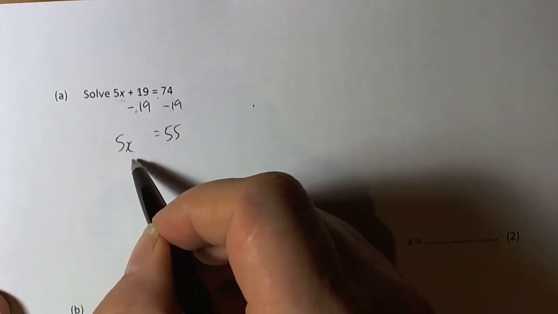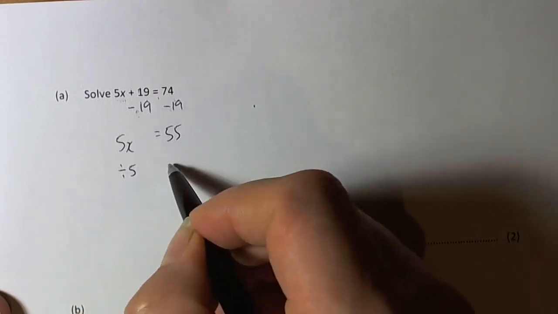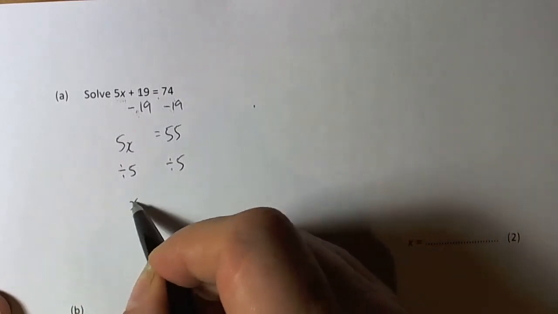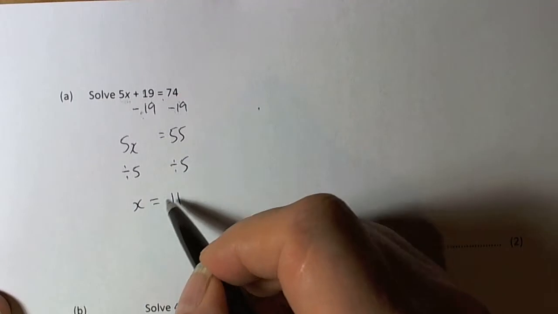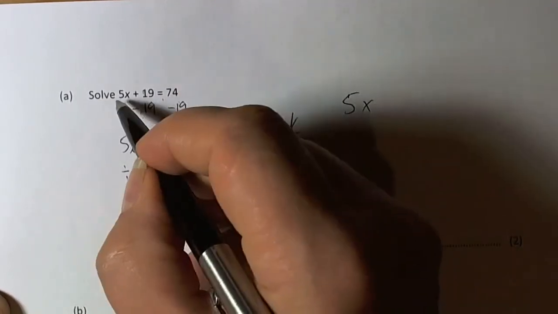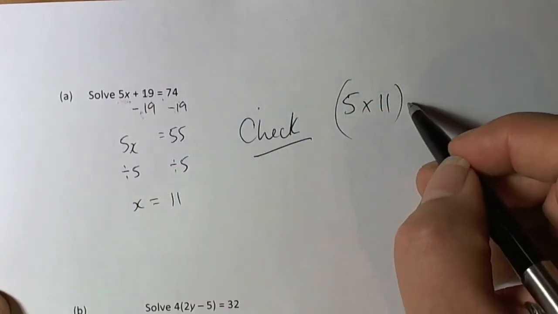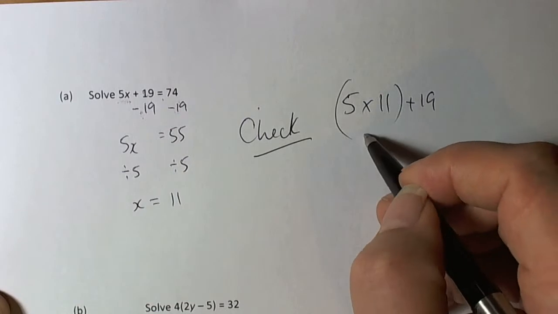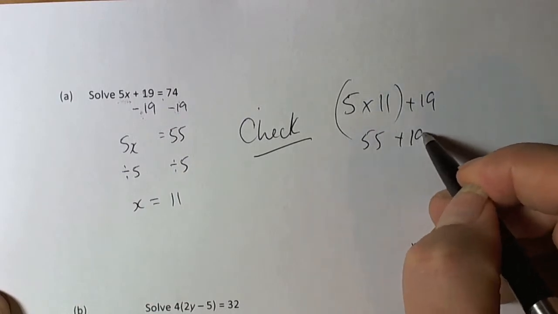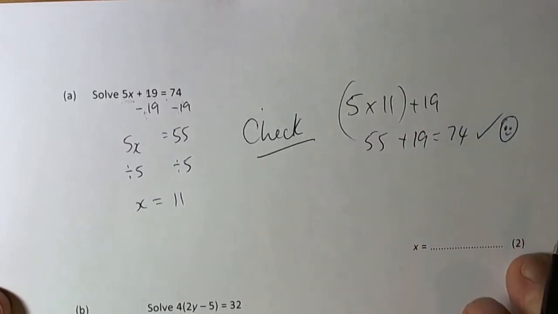I need to know what 1x is, because I need to know the value of x. 5 times x, so the opposite of timesing, divide. So I'm going to end up with x is equal to 11. I should check that that works. So the original thing says 5 times the number, so 5 times 11, add on 19. Well, 5 times 11 is 55, add 19, gives me 74. Yeah, happy days, it worked.